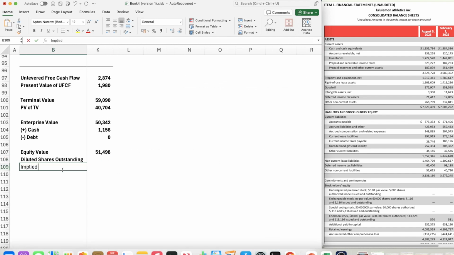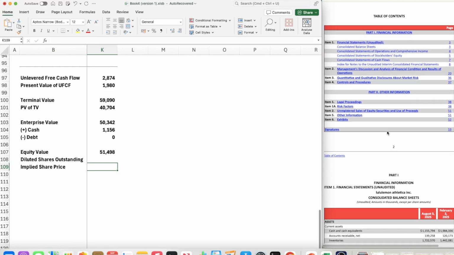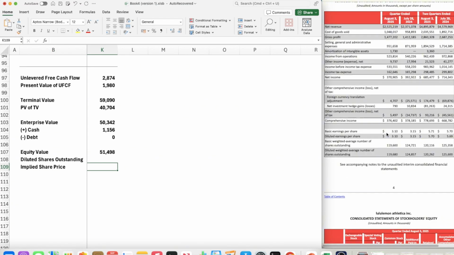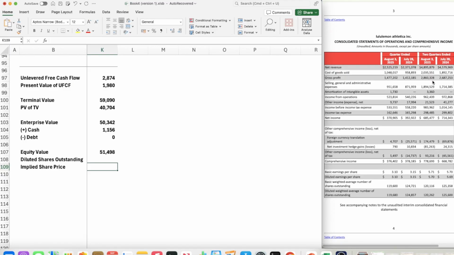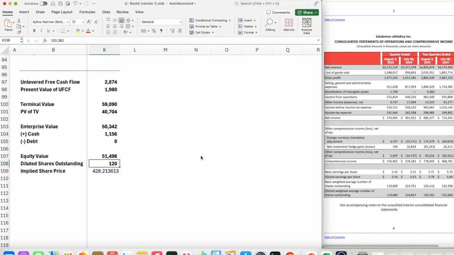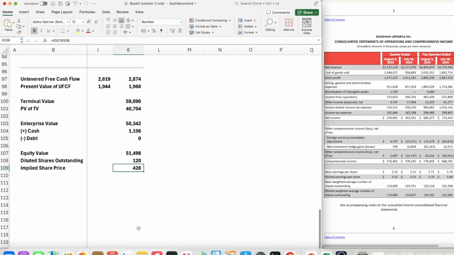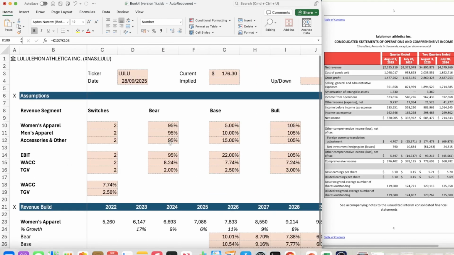Okay, let's put implied share price to the diluted shares outstanding you find on the income statement. You find it here. We're going to look at the two quarters ended diluted weighted average number of shares outstanding. There's 120.262 million. Now the easy part: you go equity value divided by diluted shares outstanding, and we get a share price of 428.2. And this is on a base case.